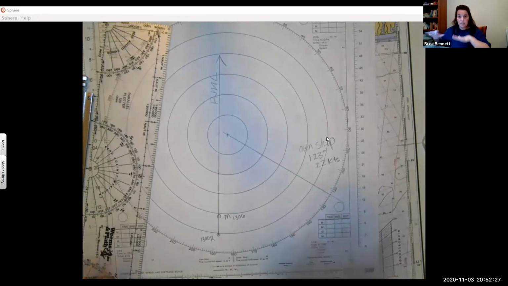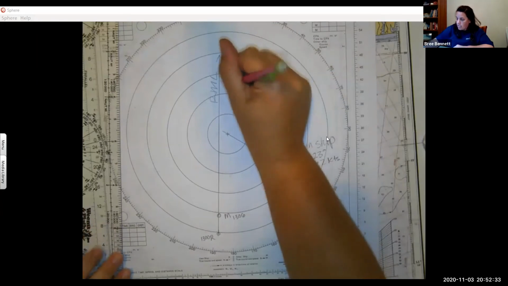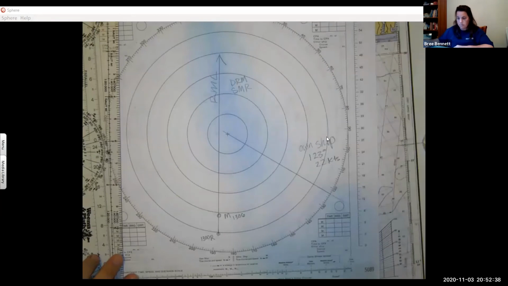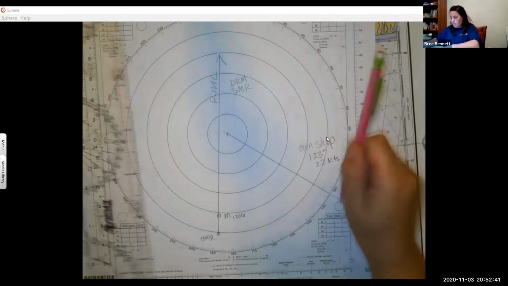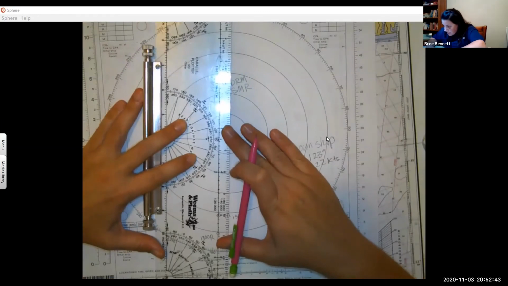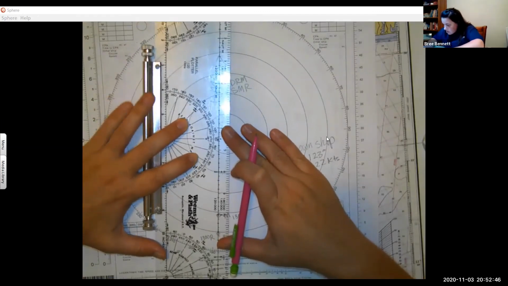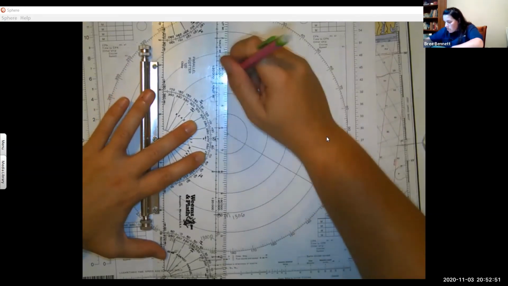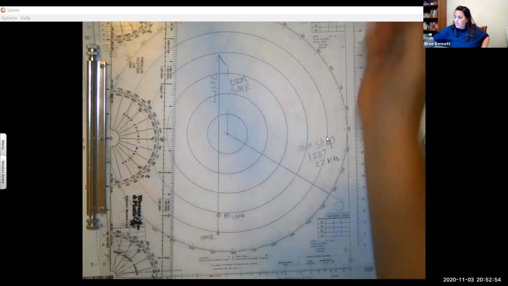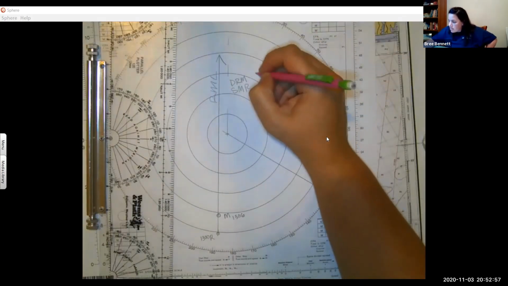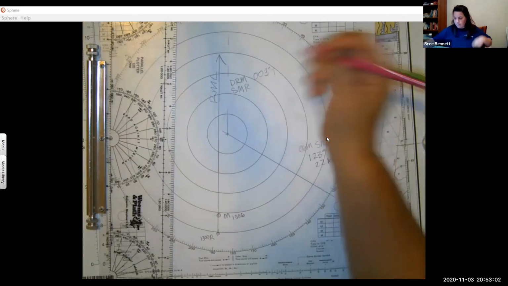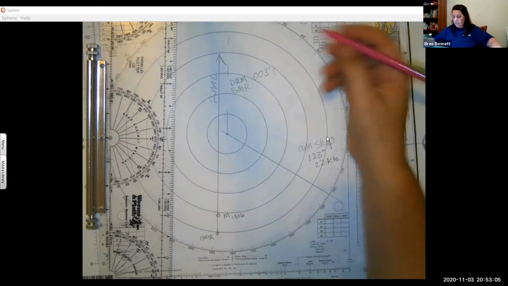So we can see it looks a little bit different, right? But it's the same steps that we've been doing. So our direction of relative motion and our speed of relative motion. To get direction, we parallel this line back to the center. And our direction of relative motion is 0, 0, 3 degrees true. And our speed of relative motion.